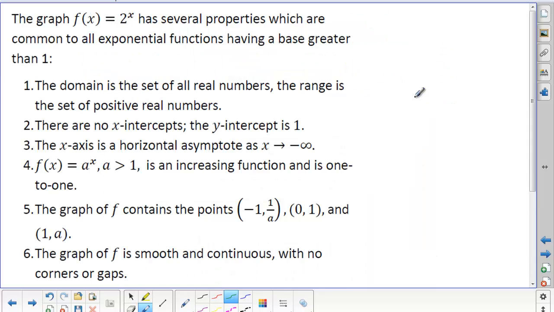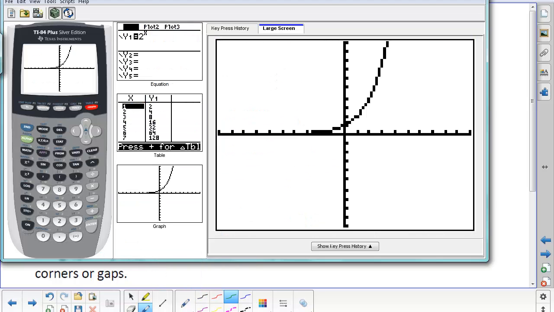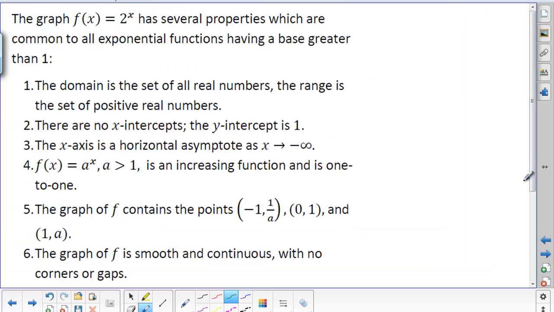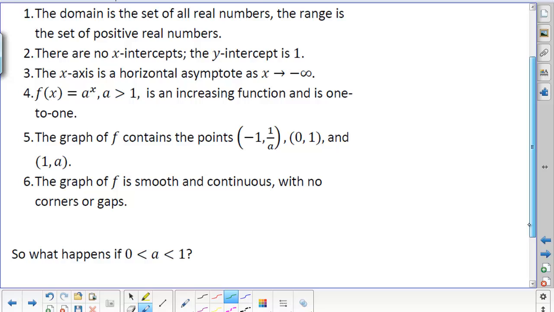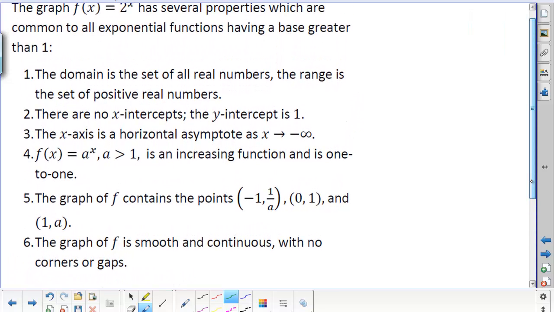All right, so there are some properties of the exponential function 2 to the x here. The domain is the set of all real numbers. 2 to the x, you can plug in any value for x there and it works. There are no x-intercepts. The y-intercept is 1. We can see that. There is a horizontal asymptote as x goes to negative infinity. And that's, again, this behavior where it gets closer and closer to the x-axis without touching or crossing the x-axis. It's increasing. It's 1 to 1. There are a few more properties there. Really, these aren't that important as we're doing the work in the homework. So don't sweat about this stuff right here.